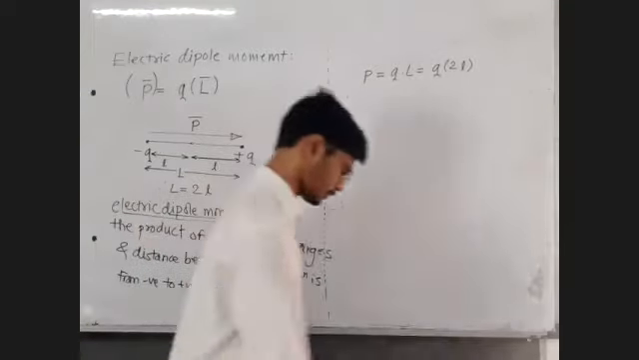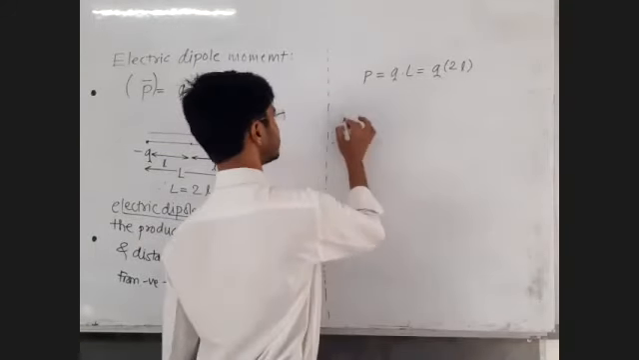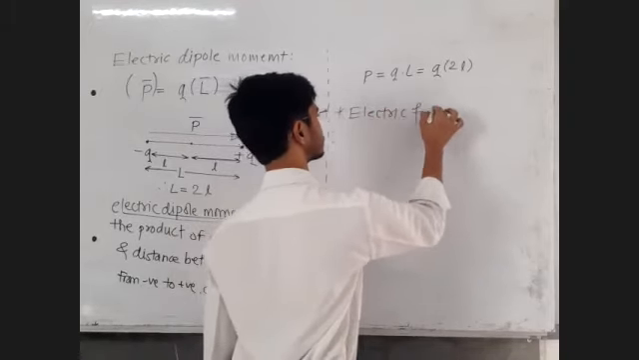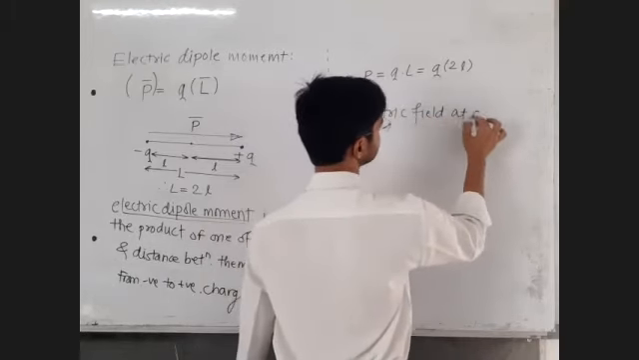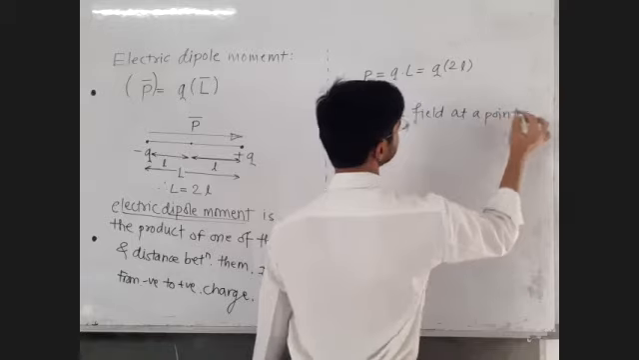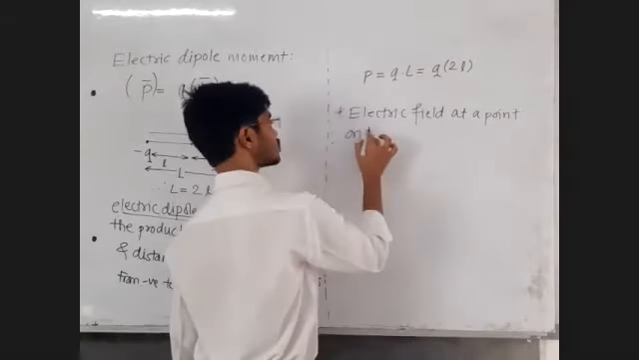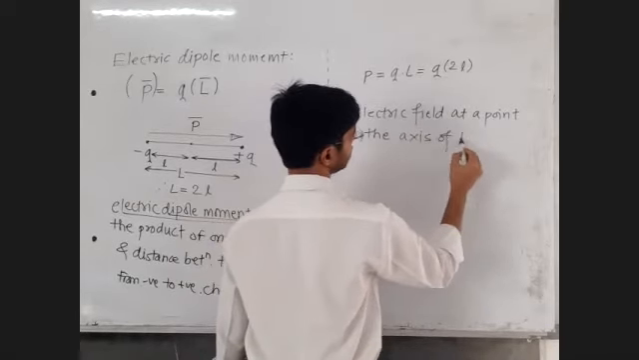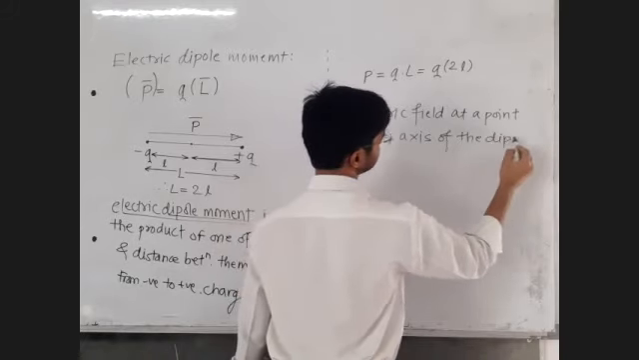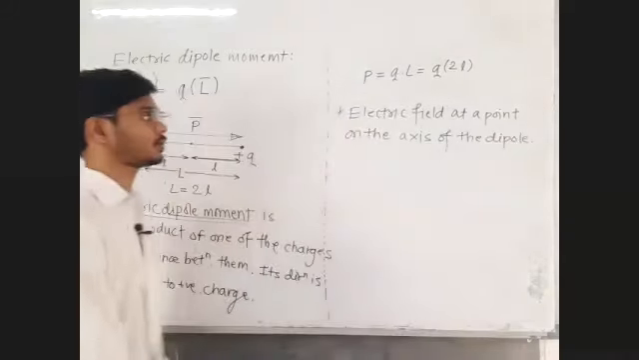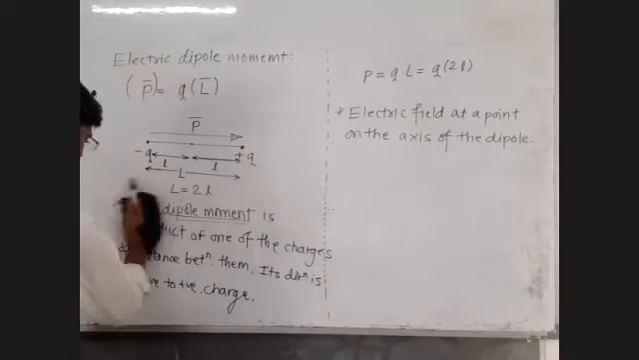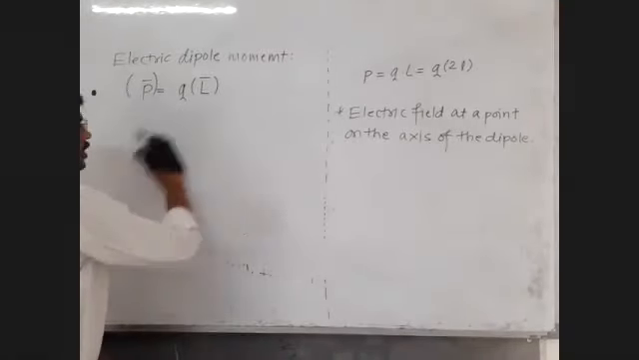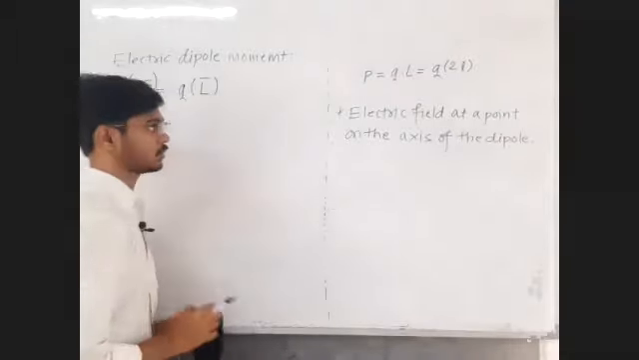Okay sir, next. So write down. Next point, electric field at a point on the axis of the dipole. Okay, let's see what that is. What do we have to find out? Sir, we have to find out the electric field at a point on the axis of the dipole.